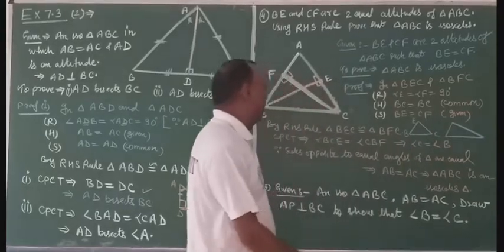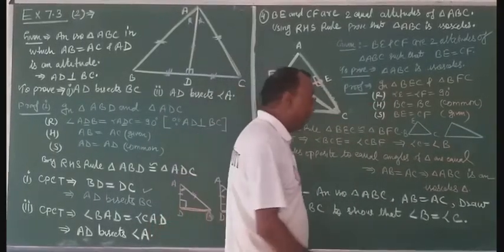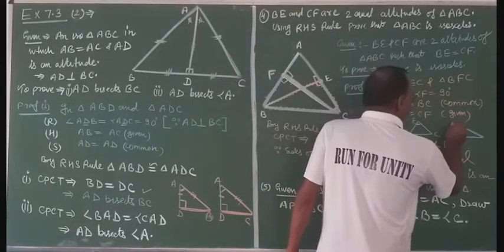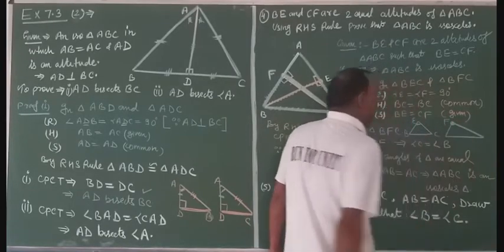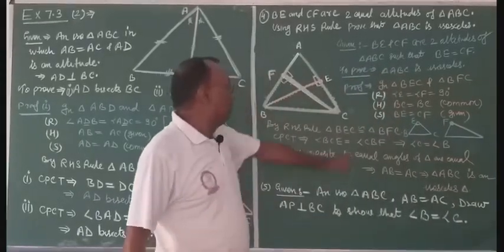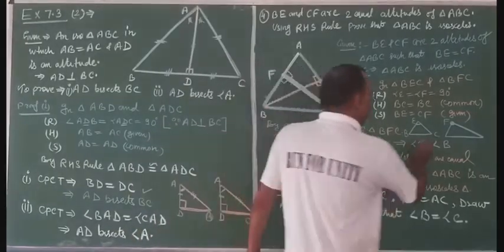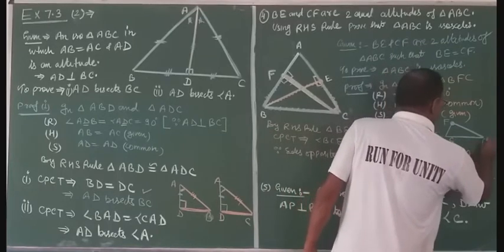Now just tell me, what was the first part? Angle E is equal to angle F. If angle E is here 90 degrees, it means this angle should be 90 degrees, and this will be point F. Next thing, BC is equal to BC. If this is BC, we can write this BC.